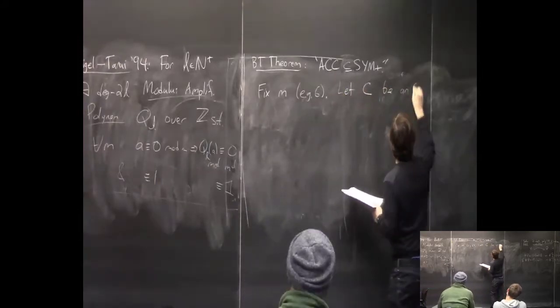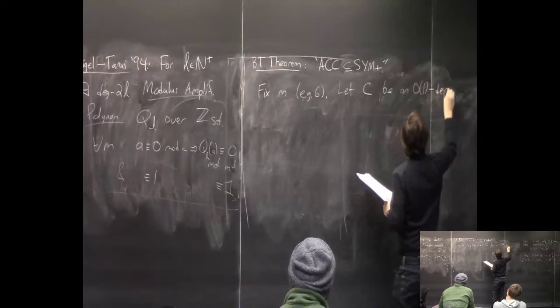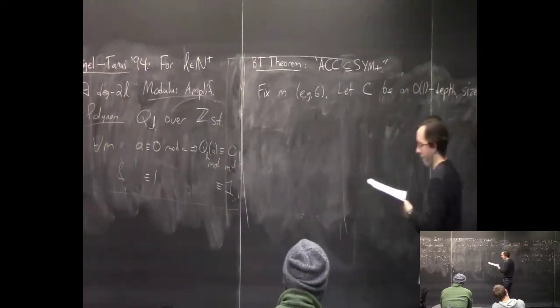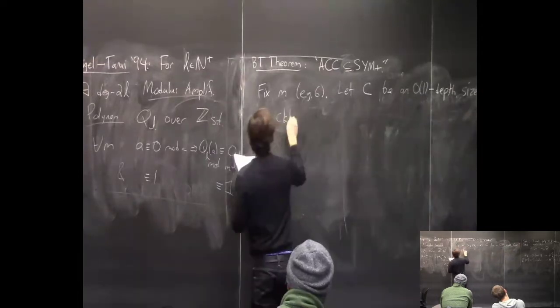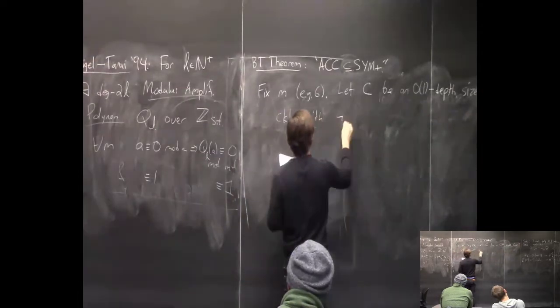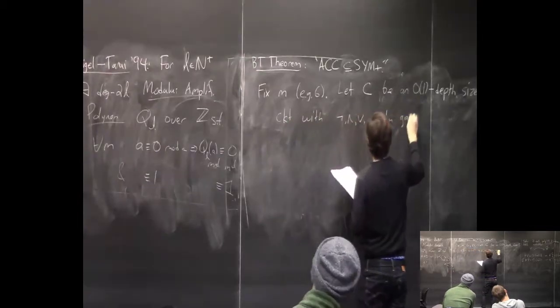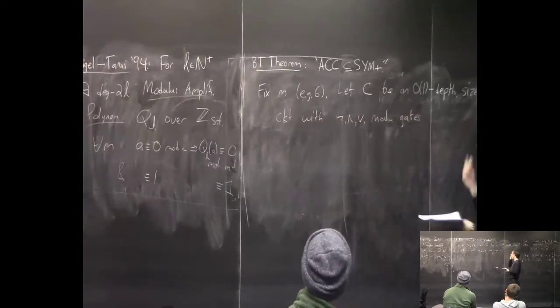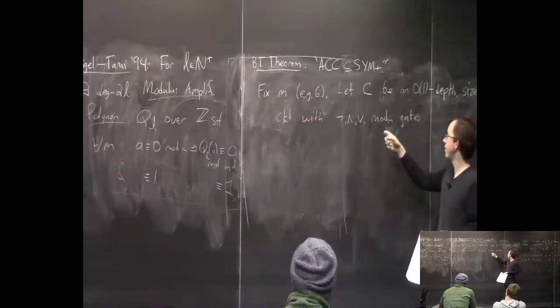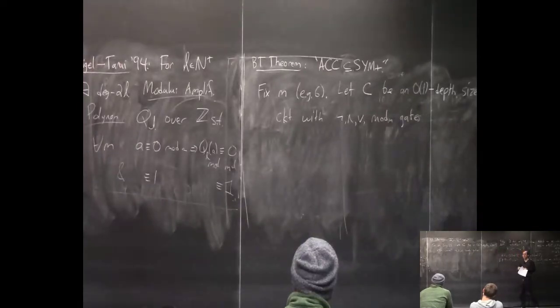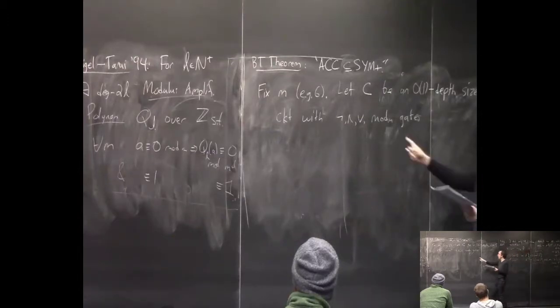So let C be a constant depth, size S circuit with the usual NOT, AND, OR, and mod M gates. Remember, this is the kind where if you feed in some number of ones to a mod M gate, it outputs either just 0 or 1, depending on whether the number of ones in its input is 0 or non-zero mod M. So it's kind of like a Booleanized mod M gate.